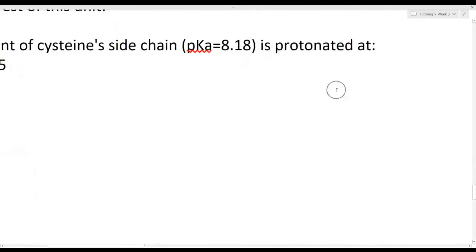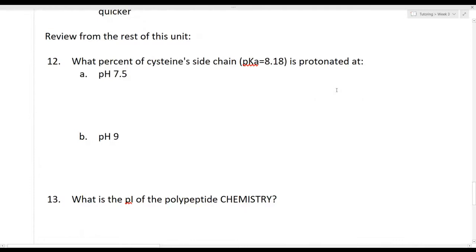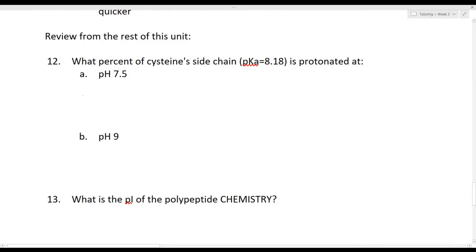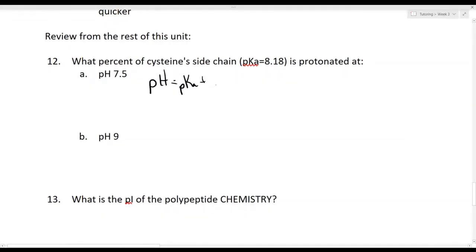What percent of cysteine side chain is protonated at a pH of 7.5 and a pH of 9? This is going to be the Henderson-Hasselbalch equation, my favorite equation ever. Just to remind you, pH equals pKa plus the log of the conjugate base over the conjugate acid. One thing I want to point out is they'll usually give you a very specific pKa. I know that cysteine is about 8, but in this case they want you to use the exact number because it changes everything here.